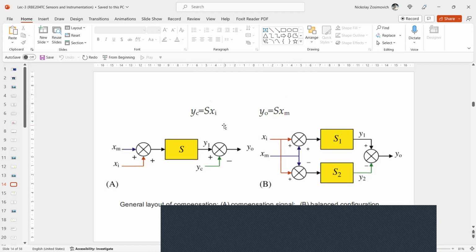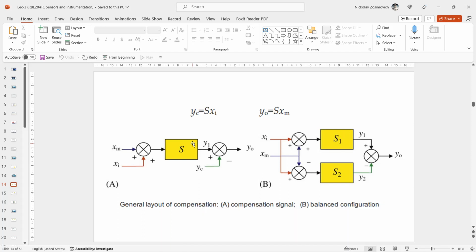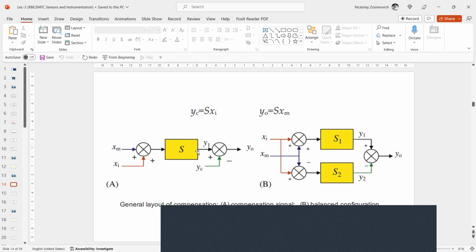So for correct compensation, the interference signal XI, as well as the sensor transfer S, should be known. One way to accomplish compensation is by an adjustable compensation signal. What it means? It means that with a zero input, YC is manually adjusted to a value for which the output is zero. A more elegant way to compensate is to apply a second sensor, as illustrated in figure B.